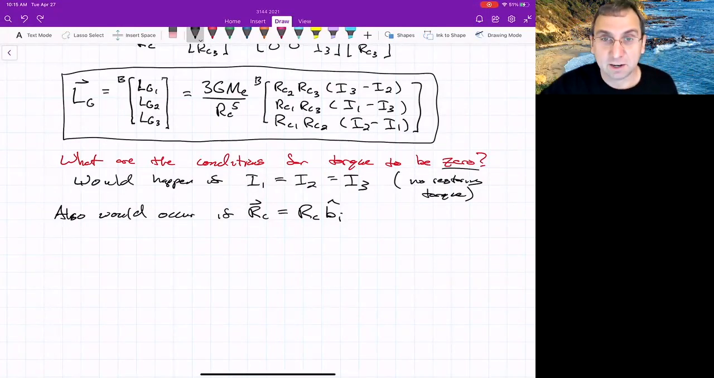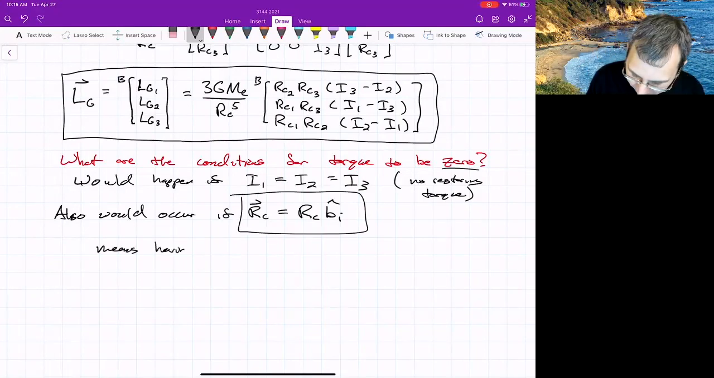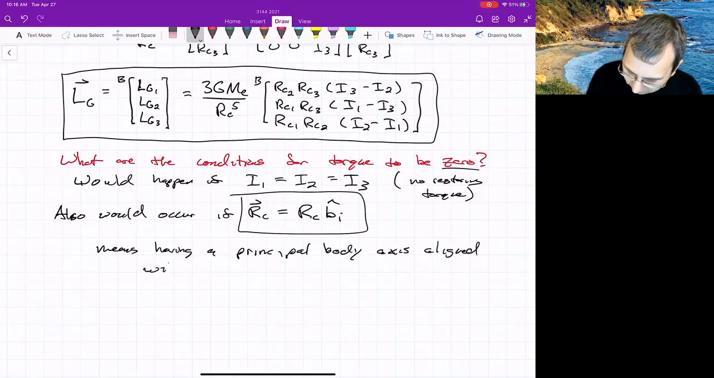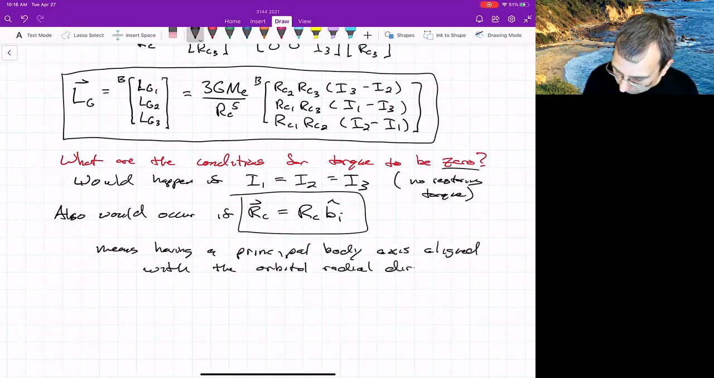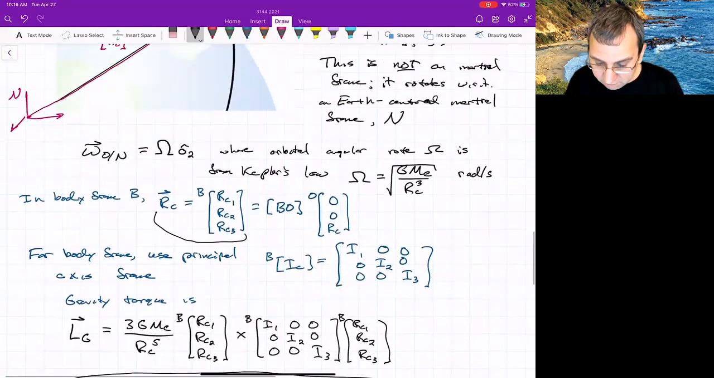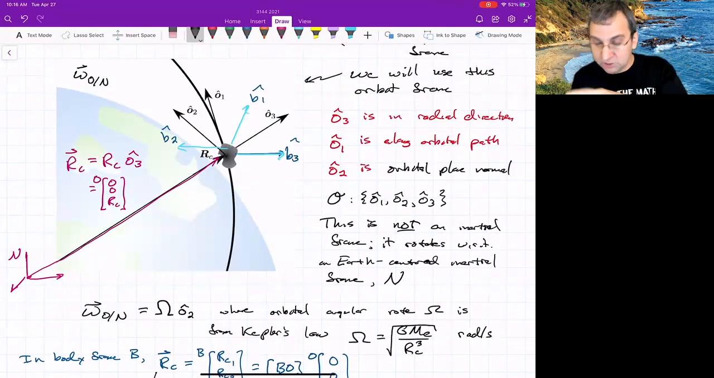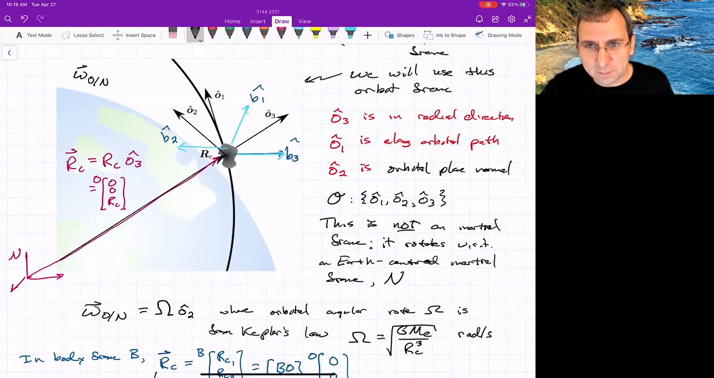So now we know something. That's good. That basically means having a principal body axis aligned with the orbital radial direction, which in our little schematic we called O3, I think. So if any one of these, B1, B2, or B3, is actually aligned with O3, then we have an equilibrium. They're called relative equilibrium states.